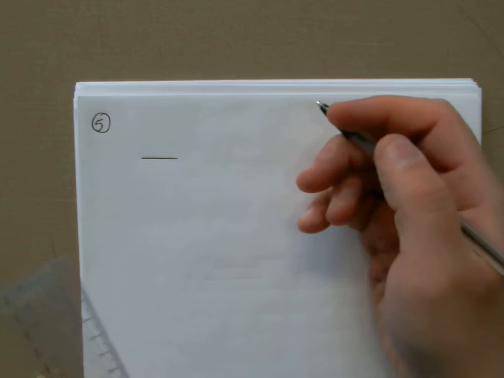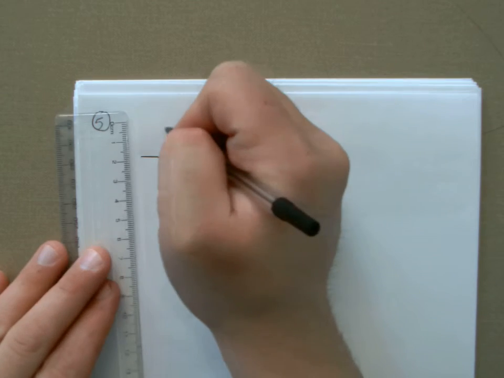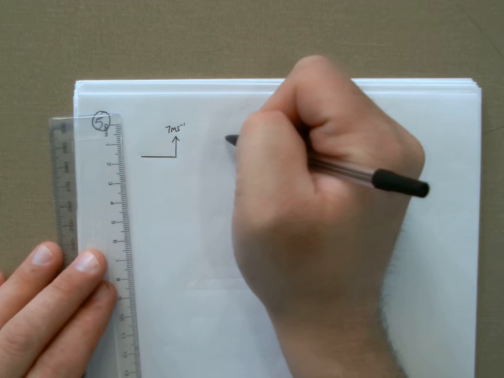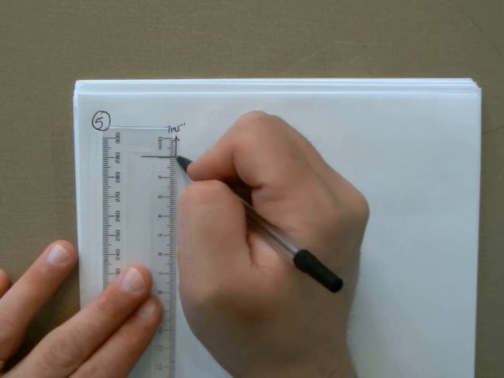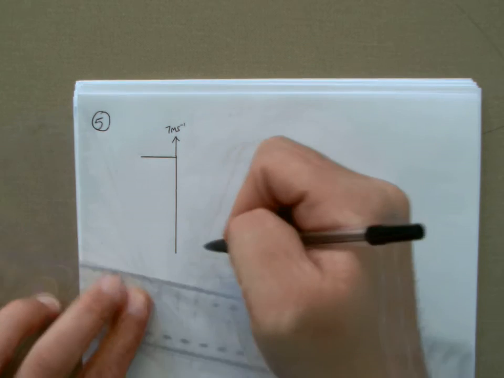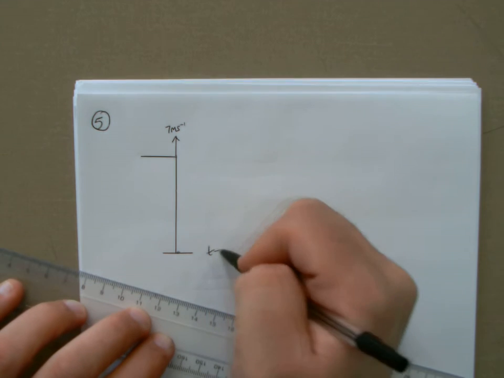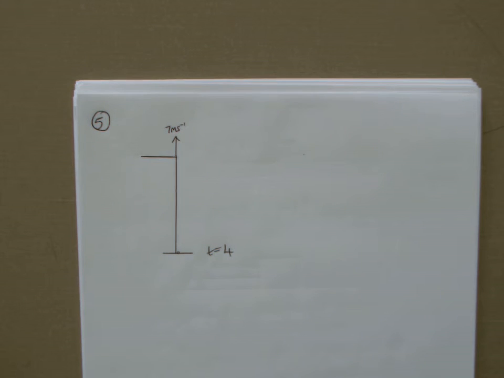Okay, so it says here, a pebble is projected vertically upwards with a speed of 7 meters per second from the top of a cliff. It hits the ground at the bottom of the cliff 4 seconds later. So it comes back down to the bottom of the cliff, so it comes down here when t is equal to 4. Calculate the time for the pebble to reach its maximum height.